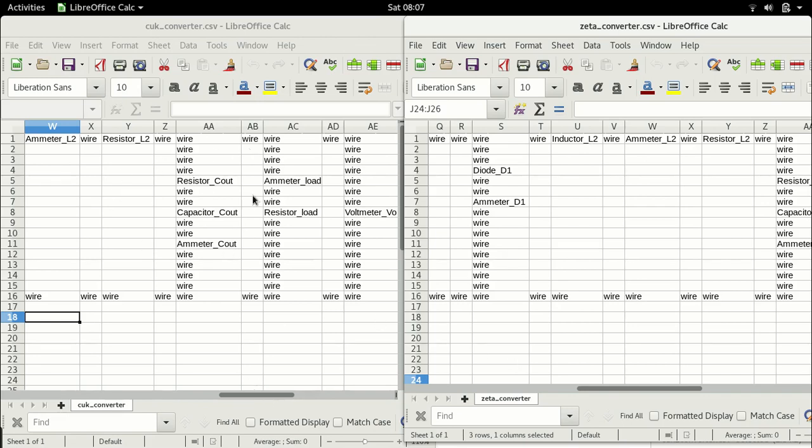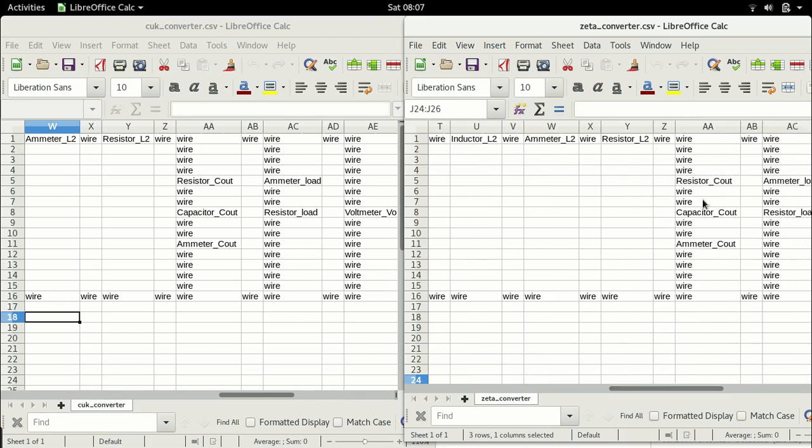So the huge difference between the CUK and the ZETA was that the voltage of the output in the case of a CUK is the reverse of the input. Here the voltage of the output is the same as the input. Right? This is a huge benefit of any converter, because now you can ground one terminal of the converter.